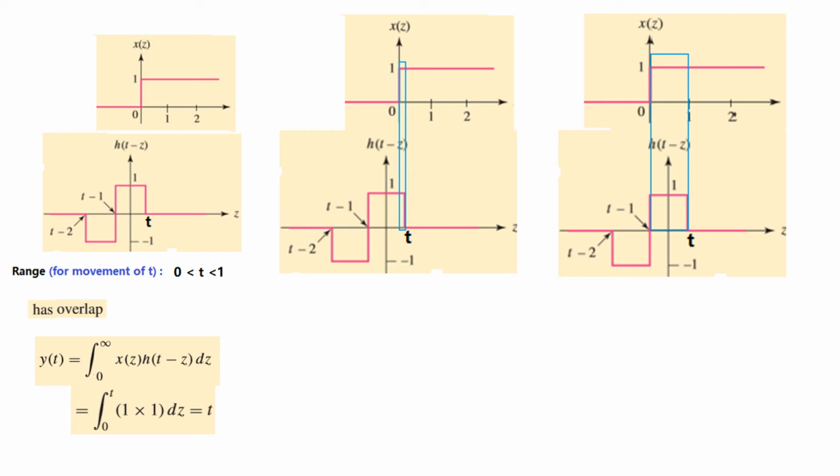And h(τ) has value 1, and x(τ) has value 1, and h(t-τ) is also value 1. So we multiply 1 by 1, and the integral of 1 will give t. So this is the output for this range, between 0 and 1.